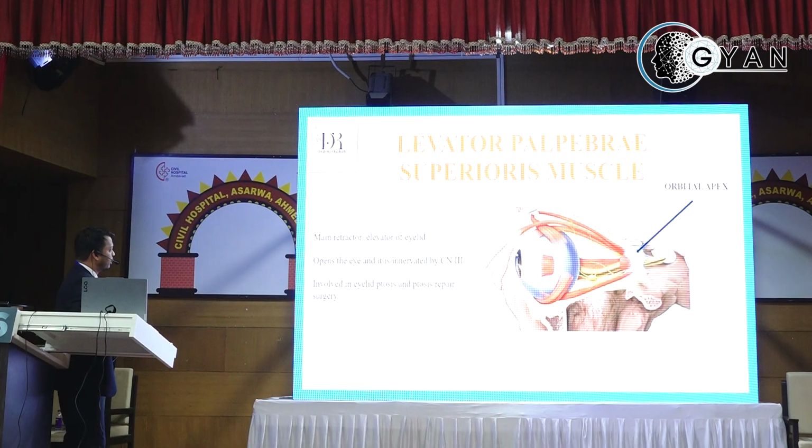So levator palpebrae superioris, that's the next layer. It comes from the apex of the orbit and also joins the sphenoid bone, and it comes horizontally till the anterior superior orbital rim. Then from that it transitions into a vertical plane. It continues as the levator aponeurosis from that transition zone, where there is a ligament called Whitnall's ligament. It's the main retractor which opens the eye, and it's innervated by the oculomotor nerve. It's also involved in ptosis repair surgery.